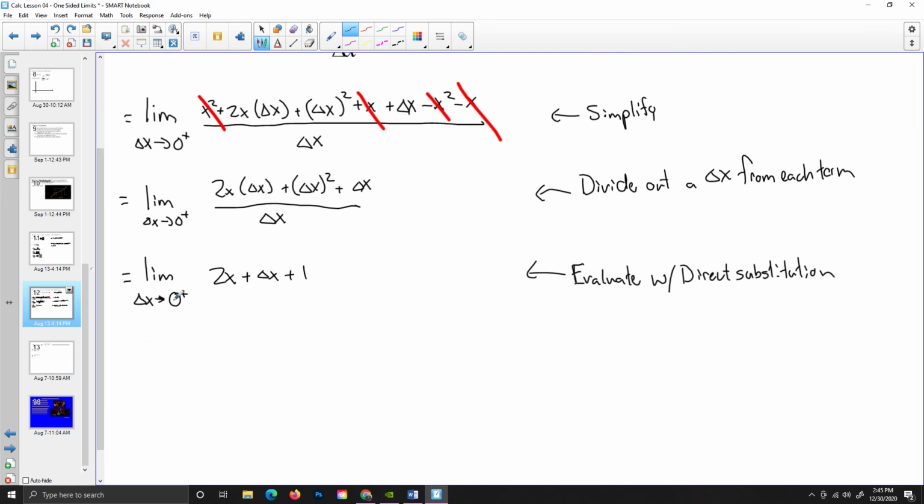Now this time, because I'm evaluating the limit, I don't have to write the limit. I'll get 2x. I can have that variable. Remember, we're letting delta x go to 0, not x, and these two are different variables. And then I let delta x go to 0, and then I have my 1, and so my limit here is 2x plus 1. And so this is our first limit where we actually have a variable expression, and that's okay.